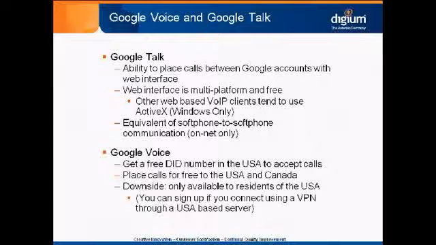With Google Voice, though, you do get the ability to have essentially a free ITSP. So you can get a free DID number within the USA to accept calls. This can now come into your Asterisk systems just like any other ITSP. It works essentially the same. You can place calls for free within the USA, and I'm pretty sure Canada.